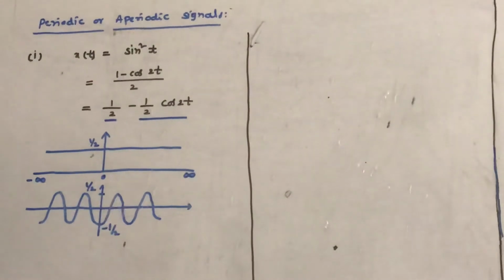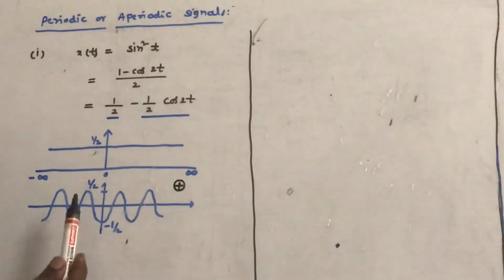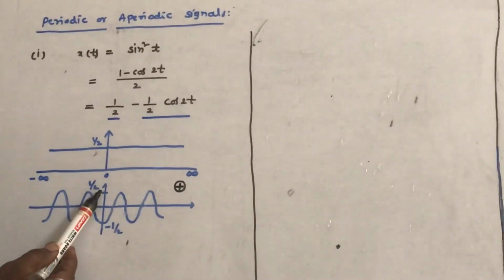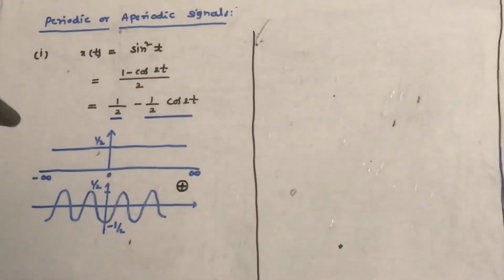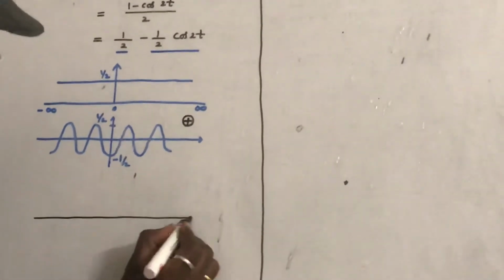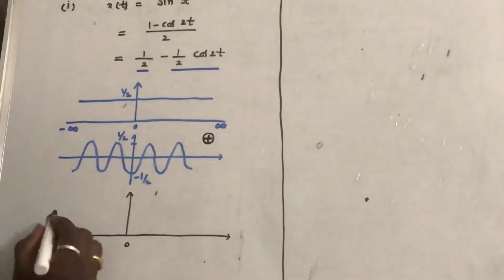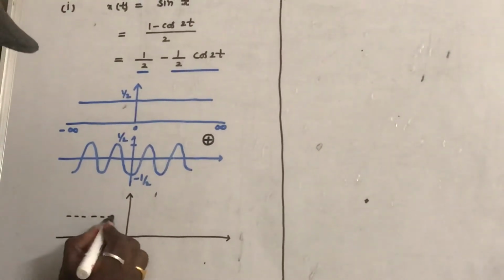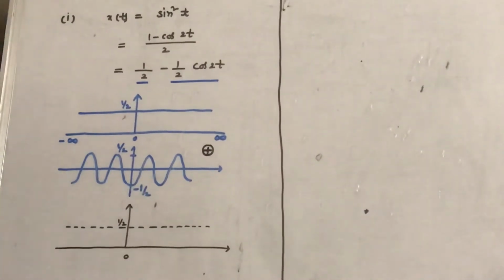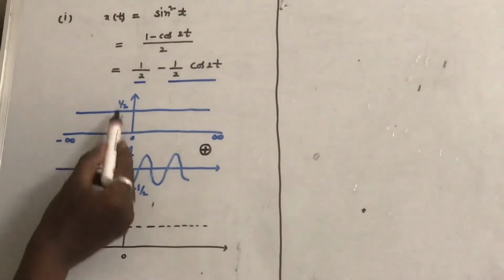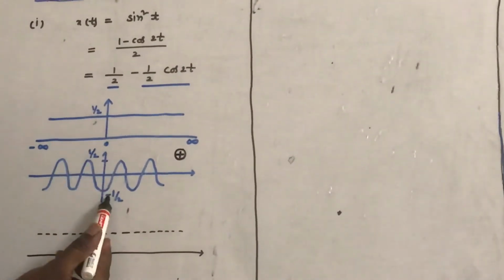So we have to add these two signals. That means add 1 by 2 to the positive peak and add 1 by 2 to the negative peak and draw the resultant waveform. For this purpose, draw a vertical line at 0, and mention the dotted line as 1 by 2. So this is the 1 by 2 line, the DC line 1 by 2. If we add 1 by 2 plus 1 by 2, it will become 1. And 1 by 2 minus 1 by 2 will become 0.